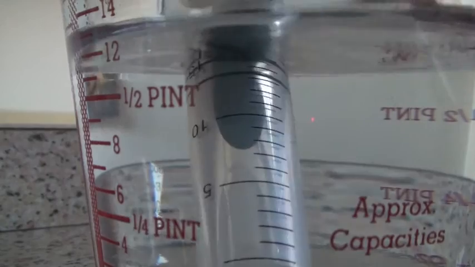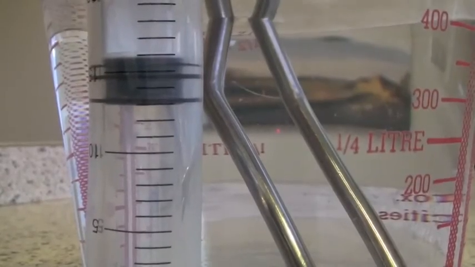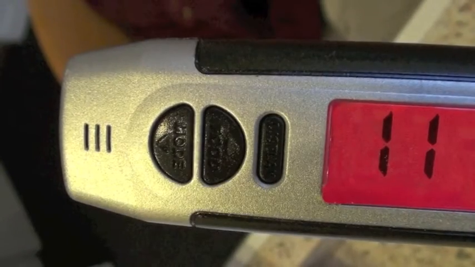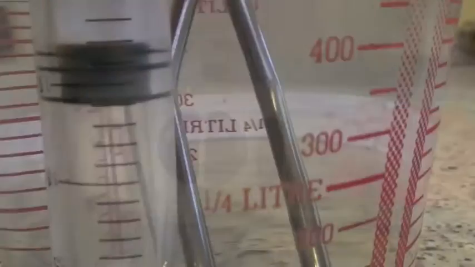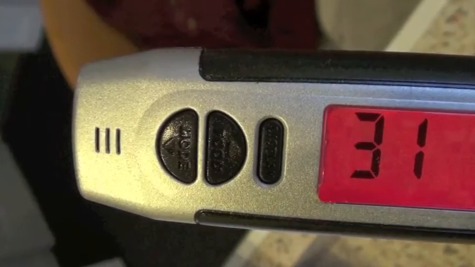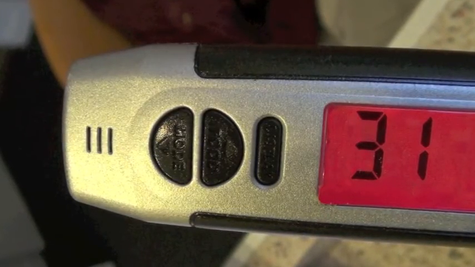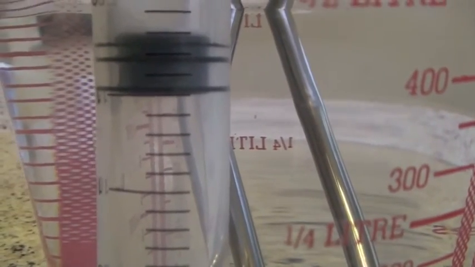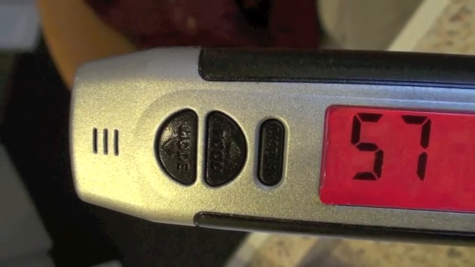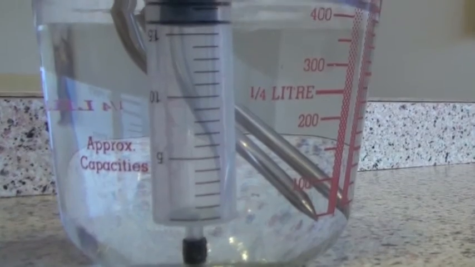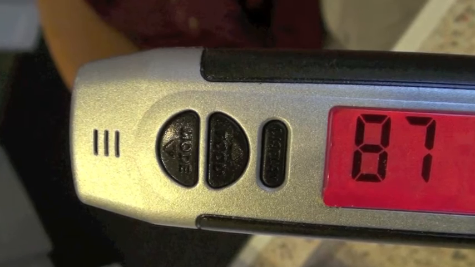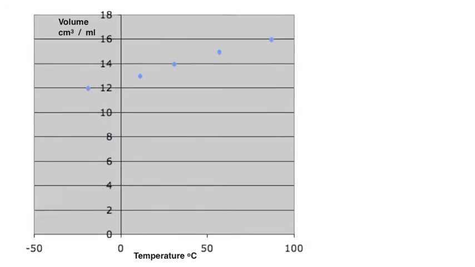So the first of the readings in the bowl of water is where the volume has increased to 13 cubic centimetres and the temperature is 11 degrees Celsius. The next, at a volume of 14 cubic centimetres, is when the temperature is 31 degrees Celsius. The next pair of measurements is at a volume of 15 cubic centimetres when the temperature was 57 degrees Celsius. And finally, at a volume of 16 cubic centimetres and a temperature of 87 degrees Celsius. A graph of these results provides a reasonably straight line.